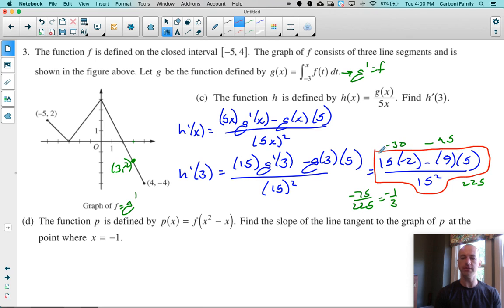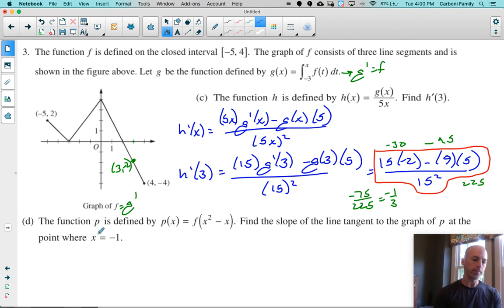There's no need to simplify it because they didn't ask you to interpret this. If they did ask you to interpret h prime of 3, that you found the derivative, you would simply determine if this is positive or negative to know if the function h is increasing or decreasing. However, they didn't ask for any interpretation, so leave in that blue answer.